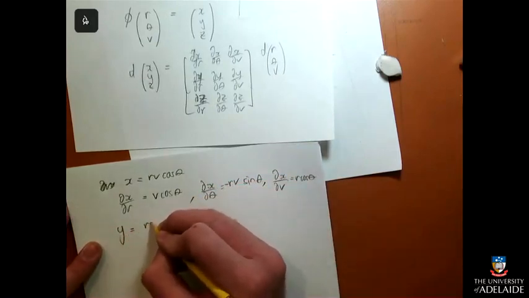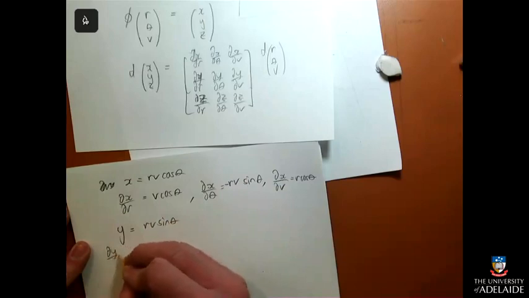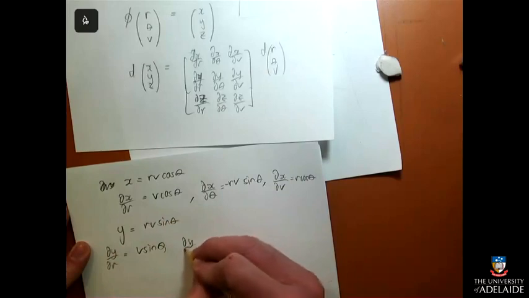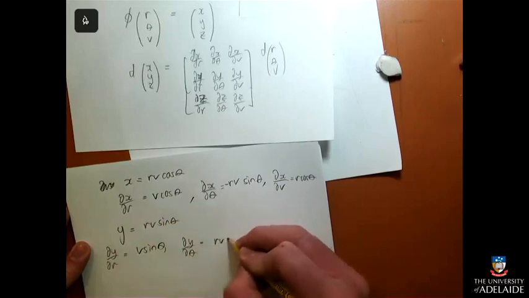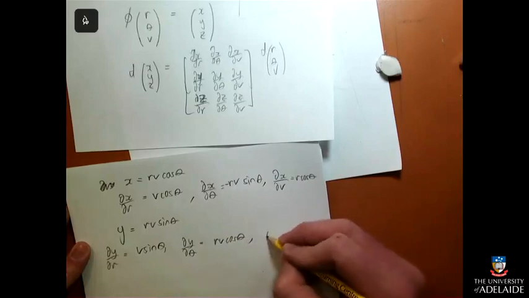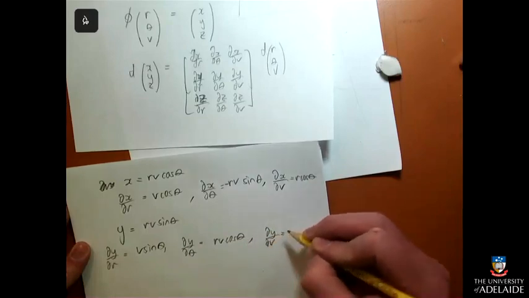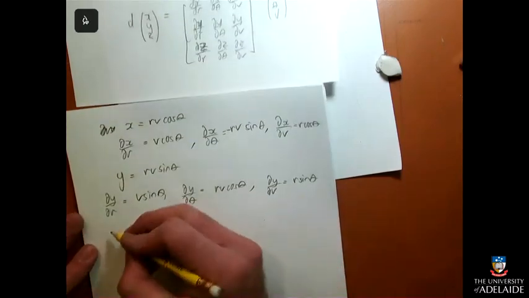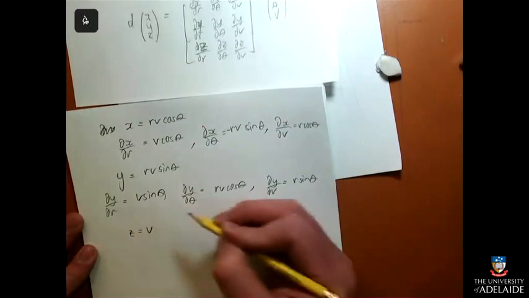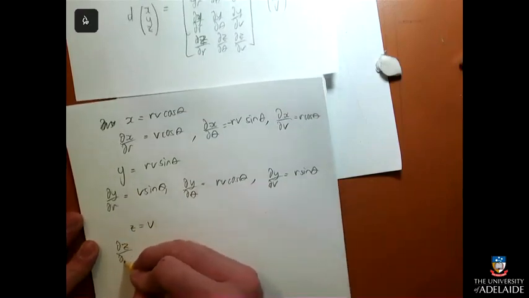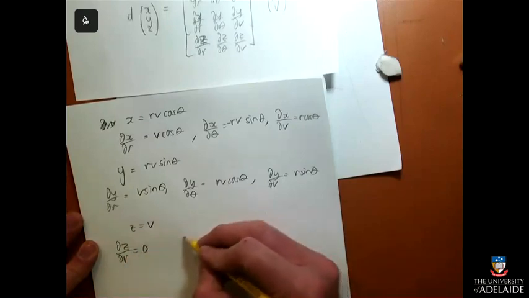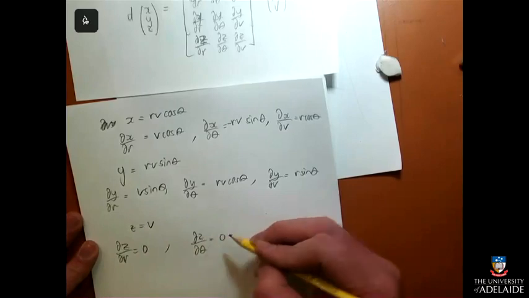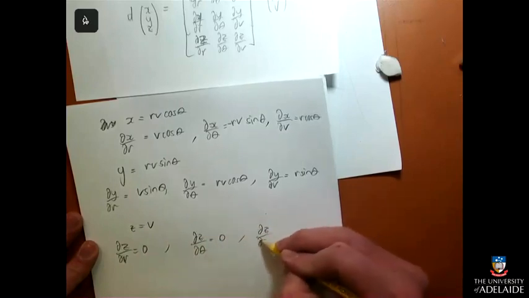Okay, the y coordinate is rv sine theta, so dy on dr will be v sine theta, dy on d theta will be rv cos theta, and dy on dv will be r sine theta. And the z coordinate is just v, so dz on dr is 0 because there's no r's. dz on d theta is 0 because there's no thetas, and dz on dv is 1.